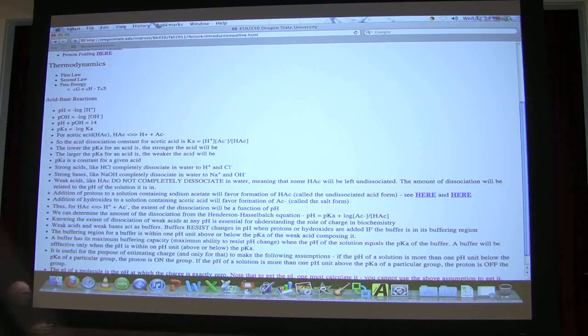Very, very important concept. In that example you just gave, what was your buffer, or did you just say you added this much buffer? So acetic acid is the buffer system here. Okay? Thank you for asking that also. Weak acid systems make great buffers. Anything that has a pKa makes a great buffer in a certain range.